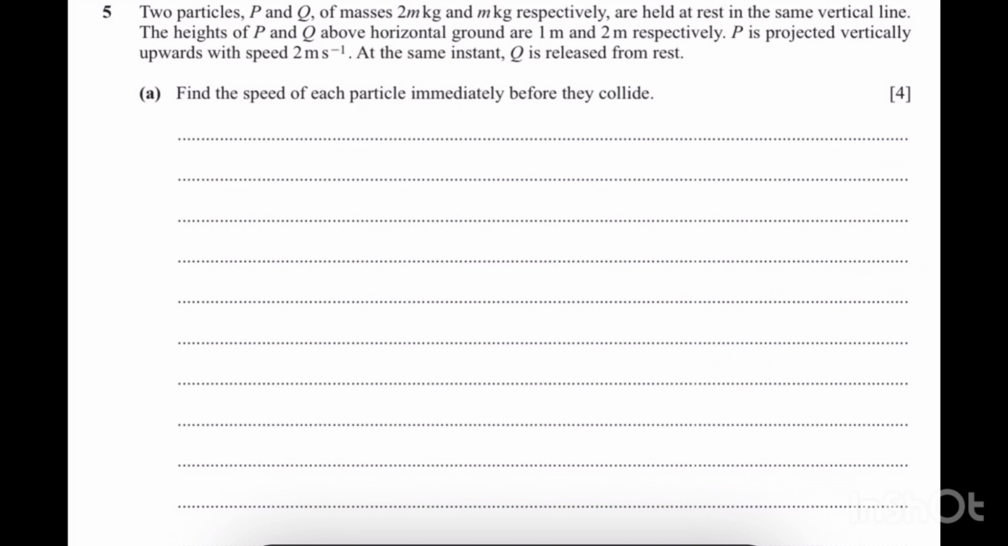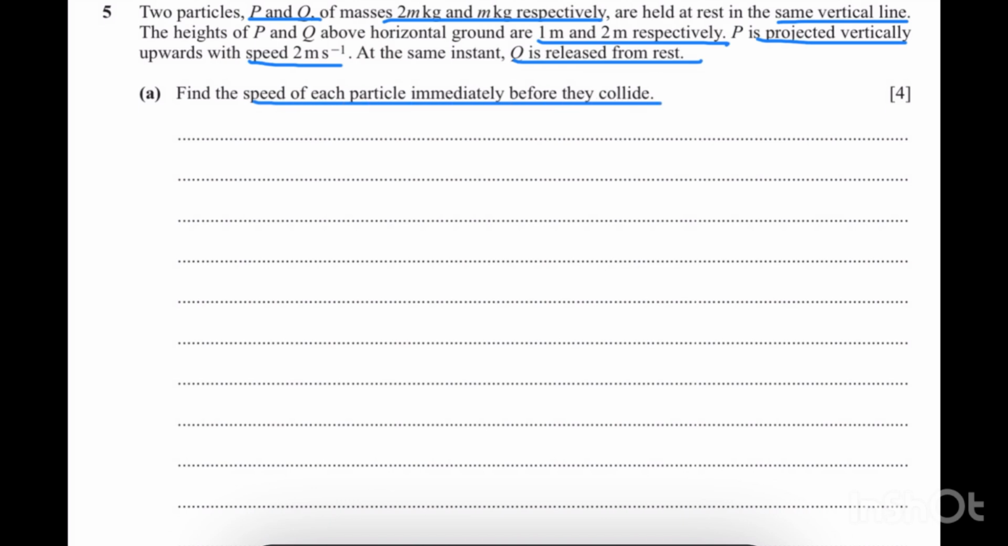So on to question number 5. They say that two particles P and Q of masses 2m kg and m kg respectively are held at rest in the same vertical line. The heights of P and Q above horizontal ground are 1 meter and 2 meters respectively. P is projected vertically upward with a speed of 2 meters per second. At the same instant, Q is released from rest. So part A says that we need to find the speed of each particle immediately before they collide.